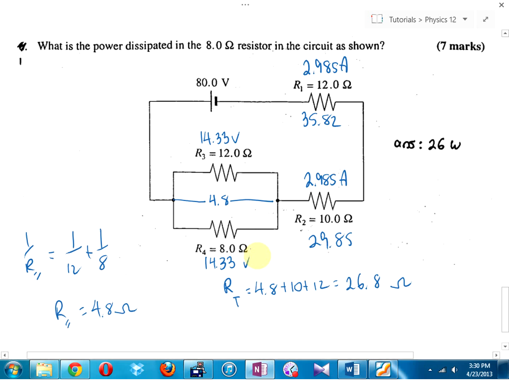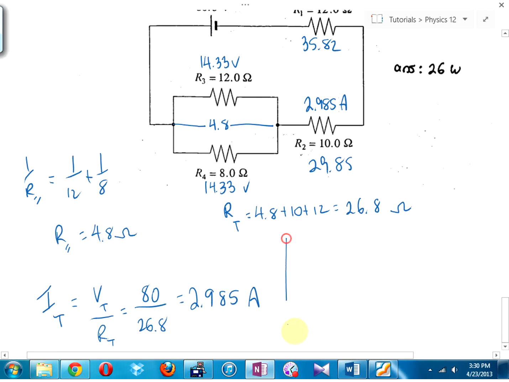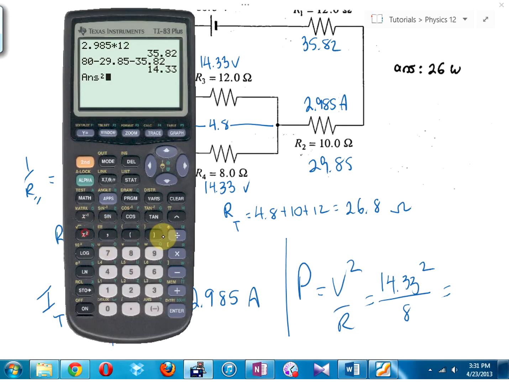Now, I know it's asking about the 8 ohm, which is R4. I know all 4 things down there, and they want the power. I know voltage, and you could also find the current, by the way: I equals V divided by R, and then use the VI. But just to refresh my memory, I think I can say power equals V squared over R. It's going to be 14.33 squared over 8, and the answer is 25.7 watts.